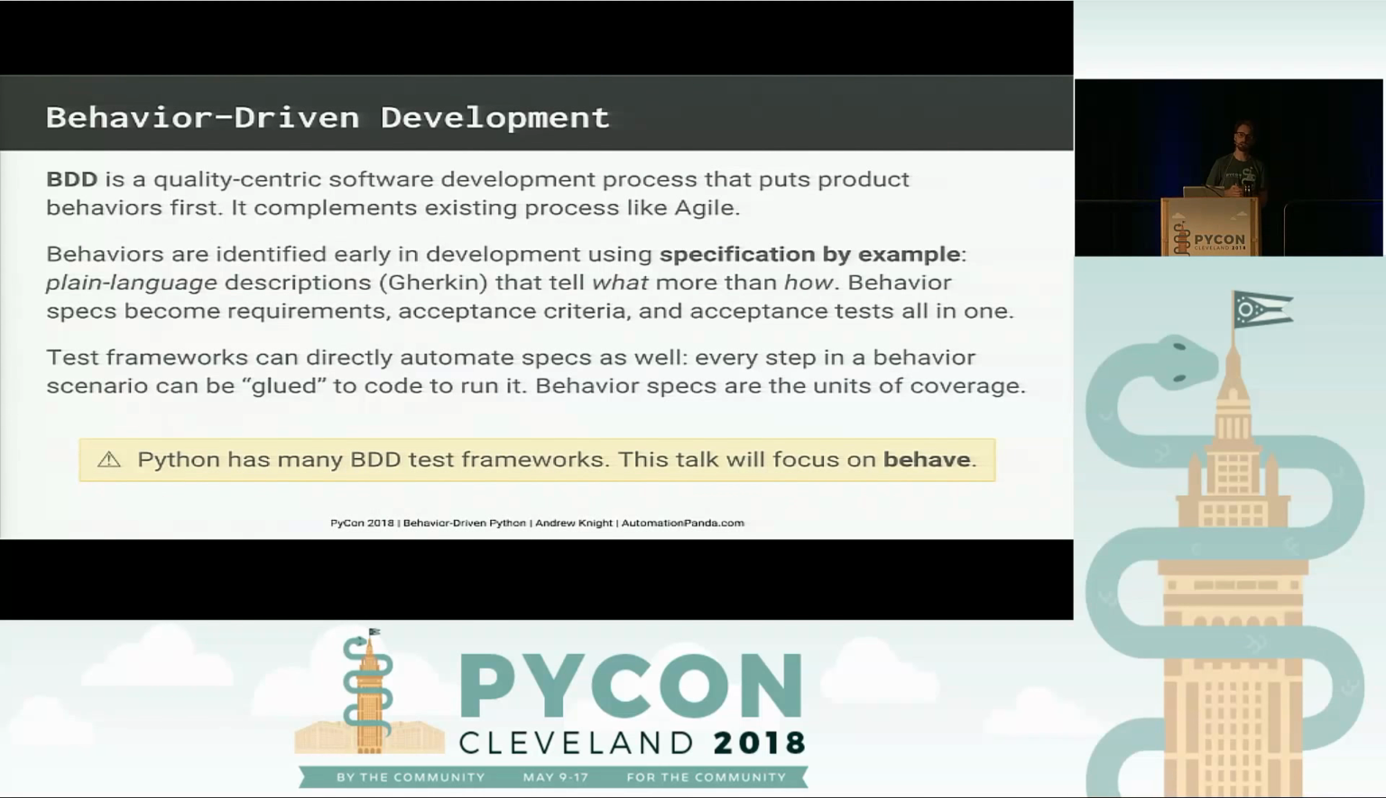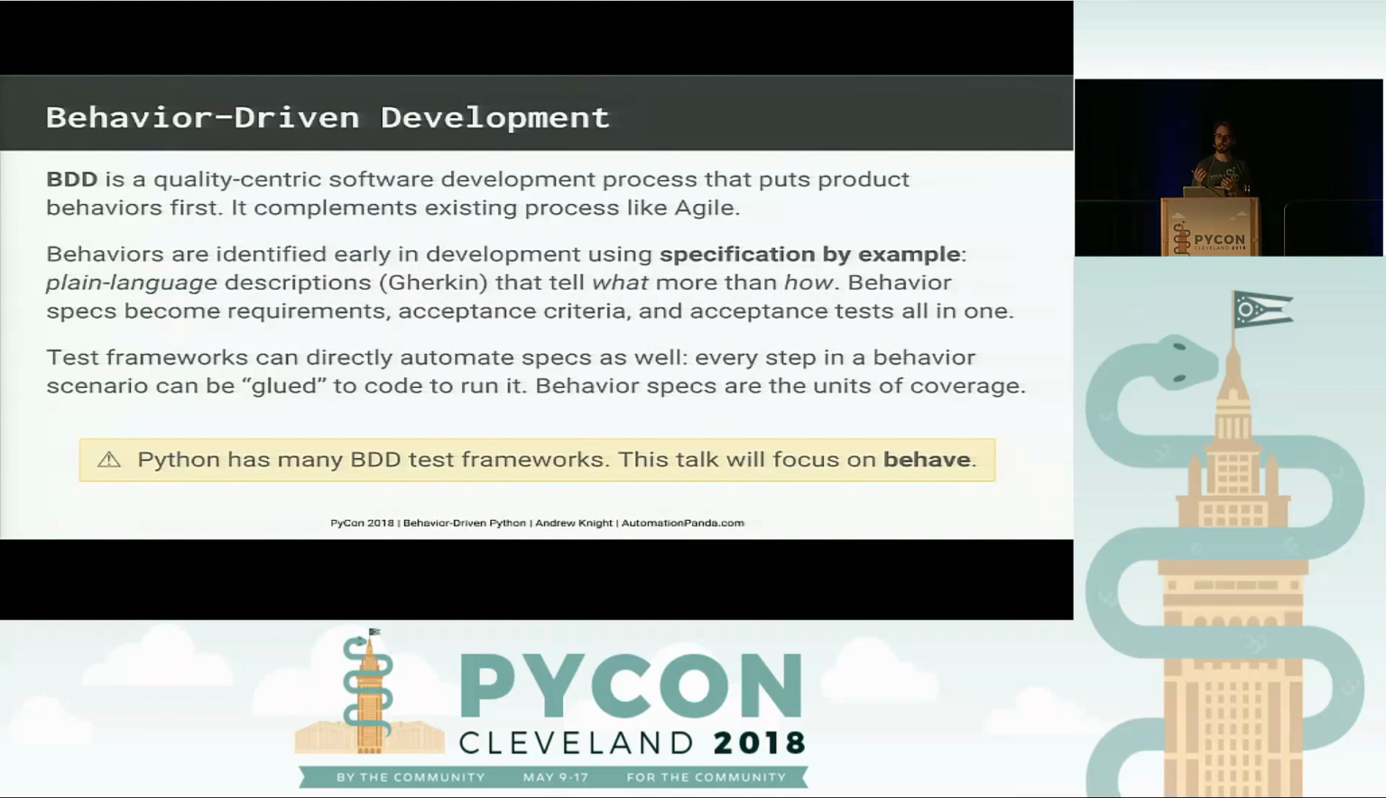And behavior-driven development is a software development process that puts main emphasis in the development process on these behaviors. How do we define them? How do we develop them? And how do we test them? It complements Agile. It's not like an overhaul or anything. But the key thing is focusing on behaviors using what we call specification by example.